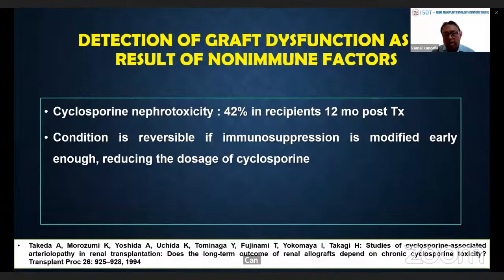If we detect the CNI toxicity at an early stage or during the early phase, then it can be reversible by adjusting the immunosuppression or modifying the immunosuppression dose.